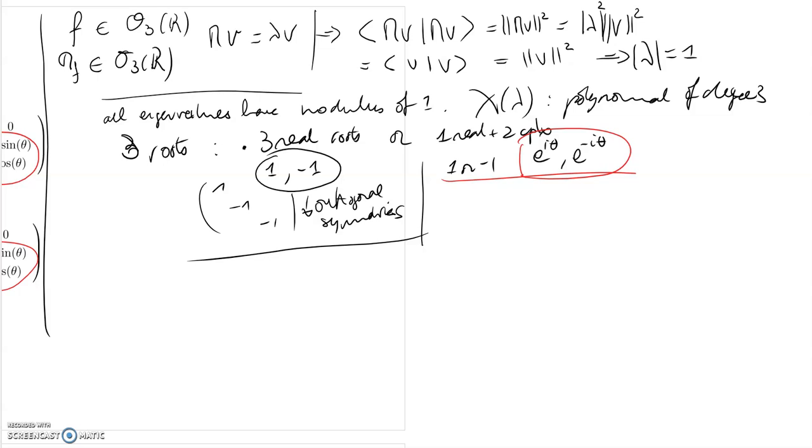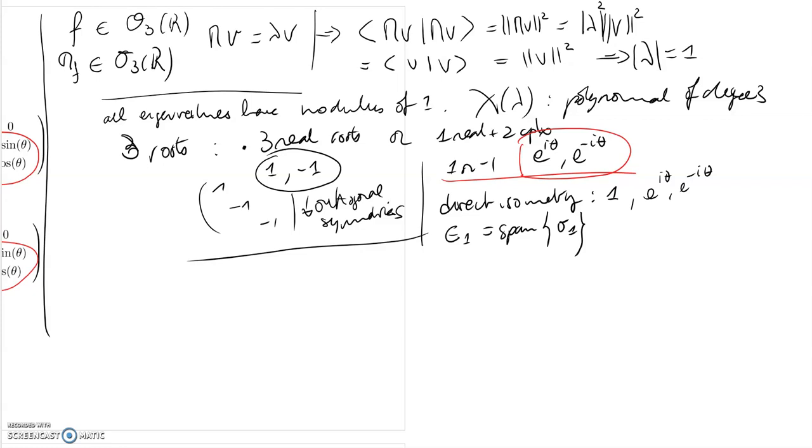Let's choose the case of direct isometry. I have one real eigenvalue, which is 1, and two complex ones, e^{iθ} and e^{-iθ}. I know then that the eigenspace associated to 1 has dimension 1 because I've got three distinct roots. So it's spanned by, let's call that V1, say something.